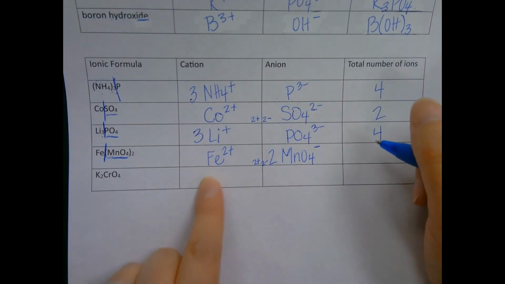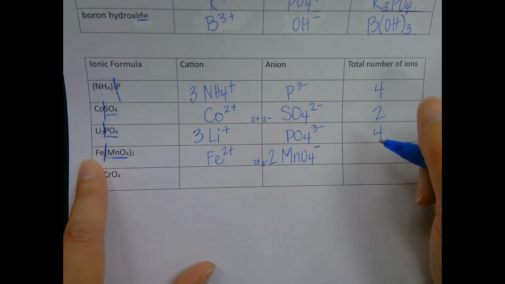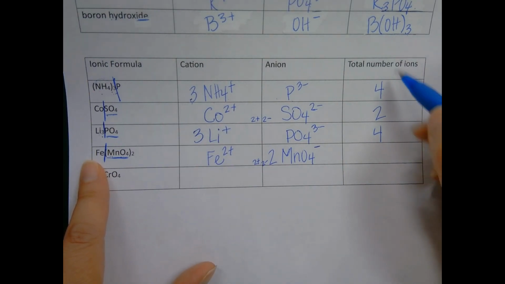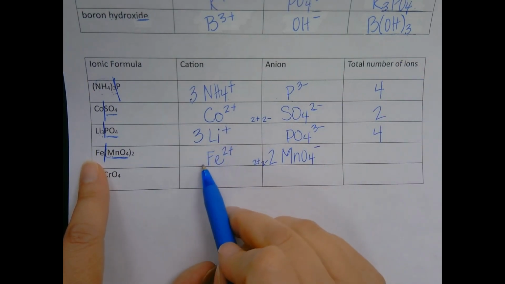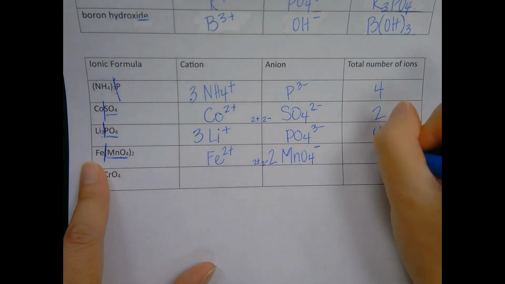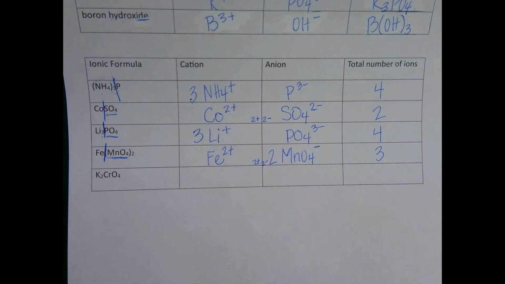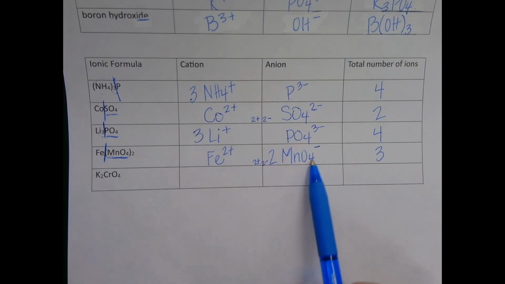So this formula right here, if I said it aloud, or the chemical name, would be iron 2 permanganate. Your total number of ions is 1 iron and 2 permanganate units for a total of 3. Remember, we don't break this apart, it stays together. And even though this is a metal, it's paired with oxygen, and it is all stuck together in one unit.